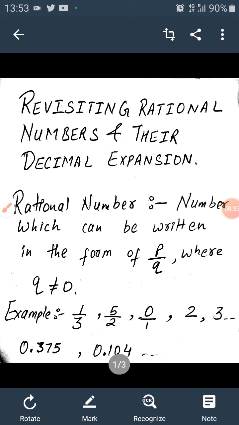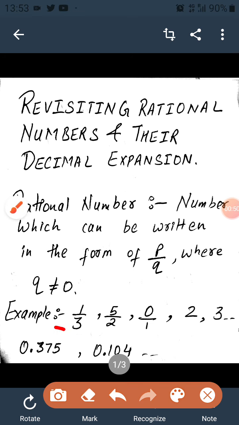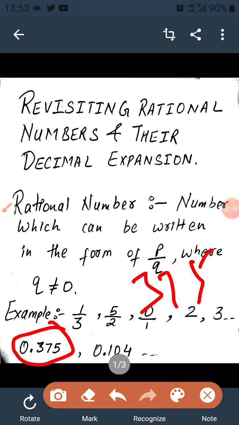What about 0? 0 is also a rational number because it can be written in the form of 0 by 1. 2 is also a rational number because it can be written in the form of 2 by 1. 0.375 is also a rational number. How? Because on removing the decimal, we can write it as 375 upon 1000, with 3 zeros. Therefore, q is equal to 1000.